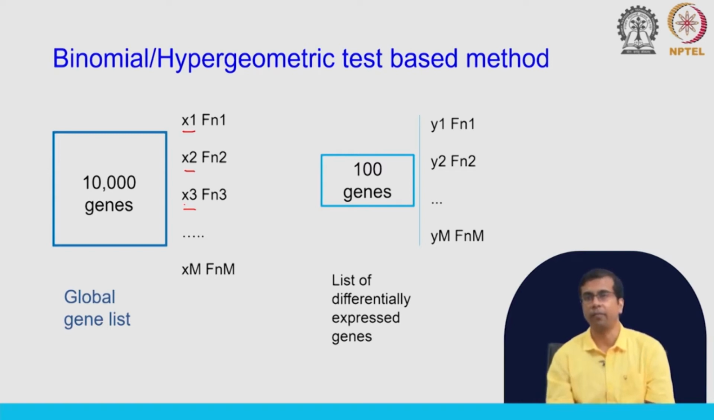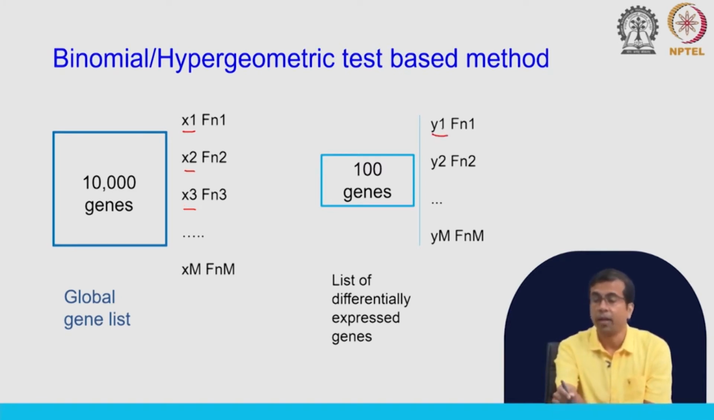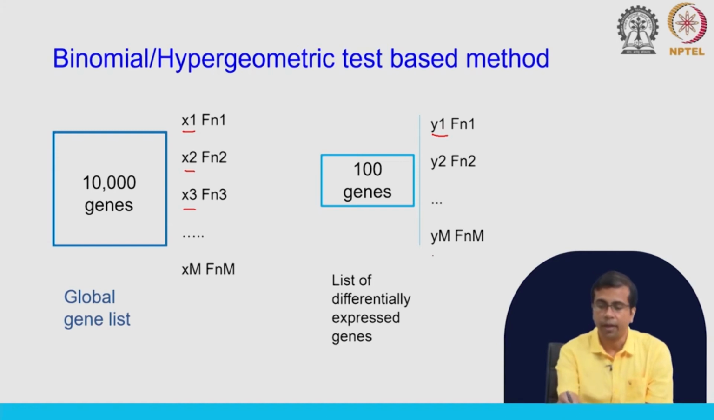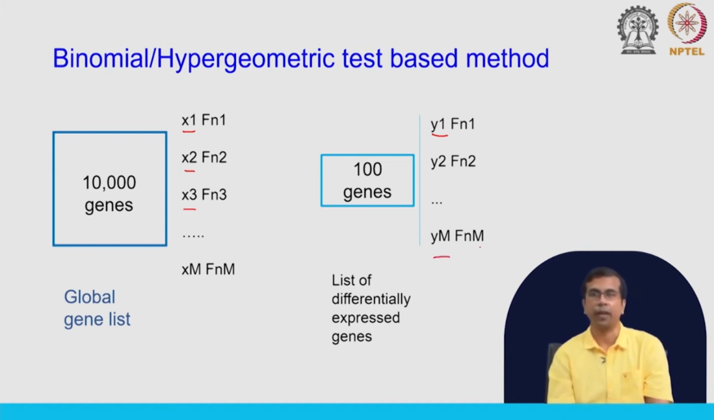Now, let us say we have got this list of differentially expressed genes, and we can imagine we have got 100 genes in the list. Out of these 100 genes we see y1 genes that belong to function class 1, y2 genes that belong to function class 2, and ym genes that belong to function class m.